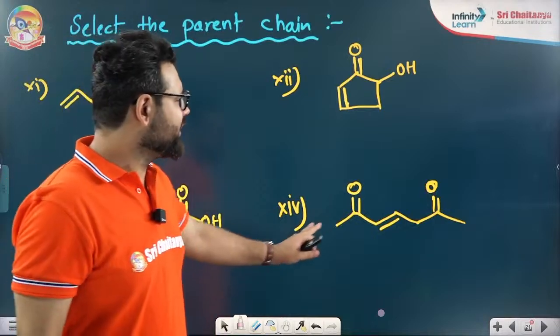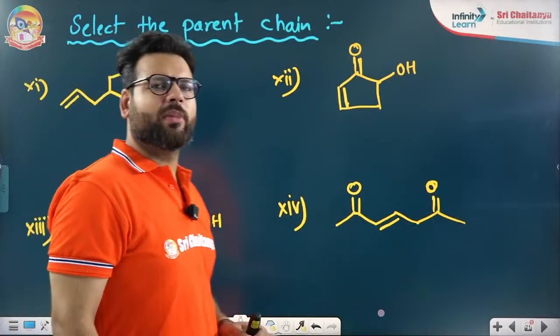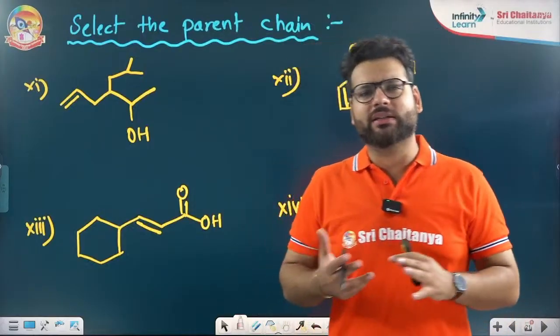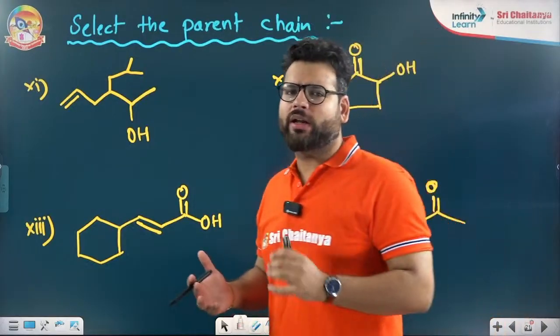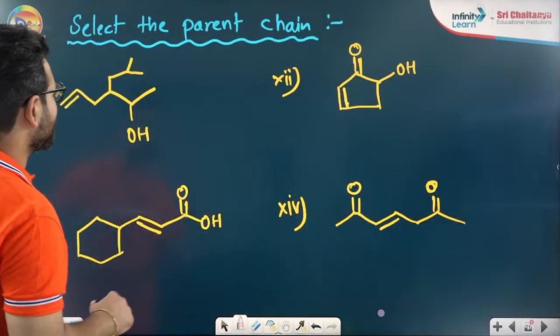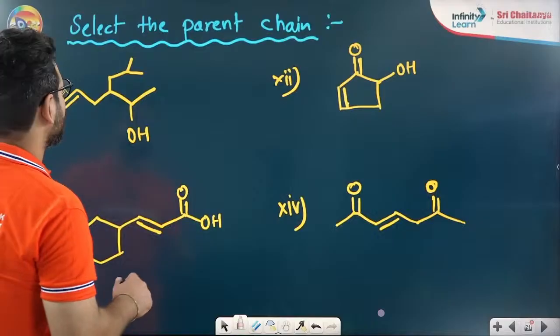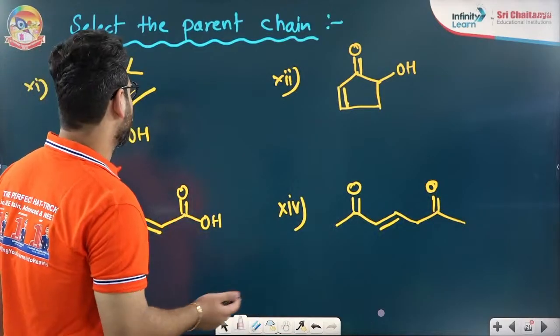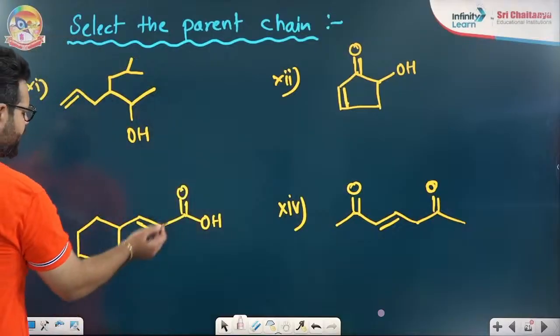These are a few mixed examples that I have written here, but don't be confused about how esters are to be done, how ethers are to be done, how anhydrides are to be done. Everything I will tell you today. Just choosing the parent chain was our concern here. So starting with any one of them, I can just do for you.